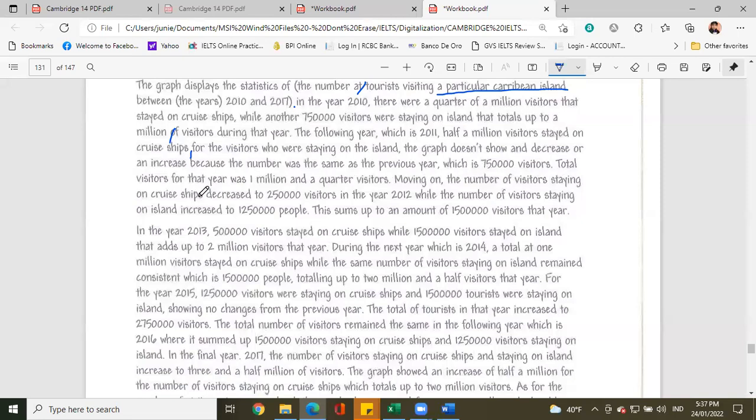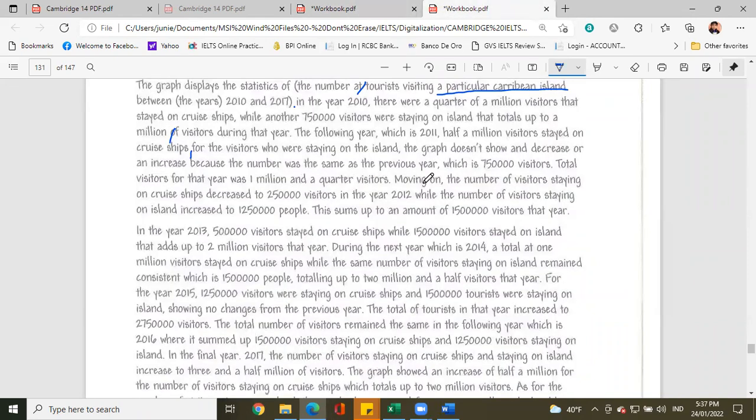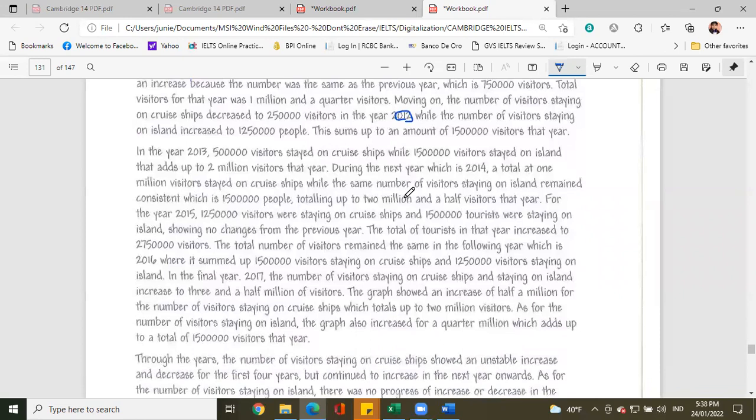Moving on, the number of visitors staying on cruise ship decreased to 250,000 visitors in the year 2012. Nasaan na ba siya? Yun, nandito pa lang siya. Kasi ngayon, isa-isa niya eh. While the number of visitors staying on islands increased to 1.250 people. This sums up to an amount of 1.5 million visitors that year. Talagang every year, no, iniisa-isa niya, guys. Yun. Masyado kang Boy Scout, ha? Ano yan, all the way to 2017 yan, guys.